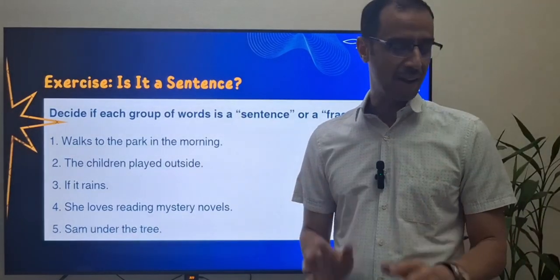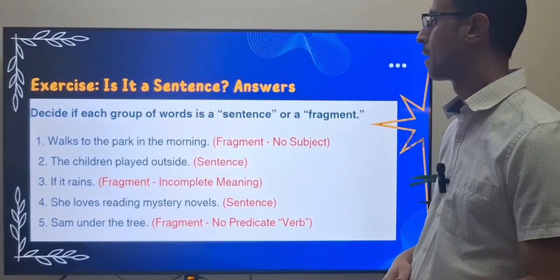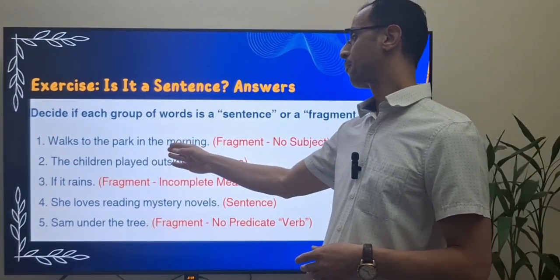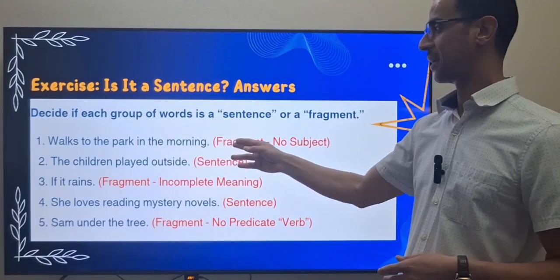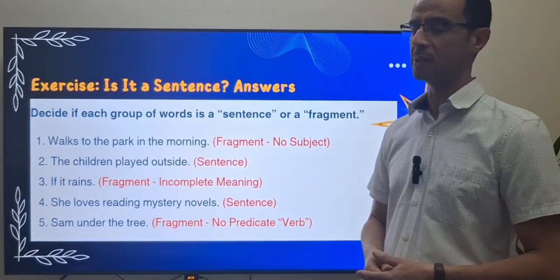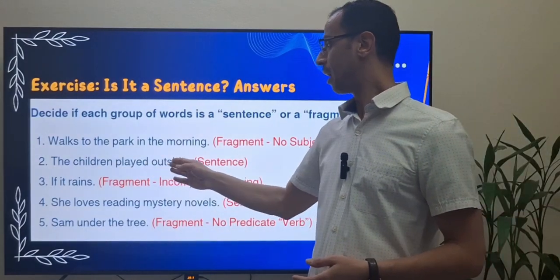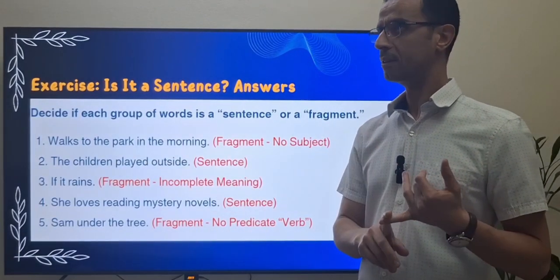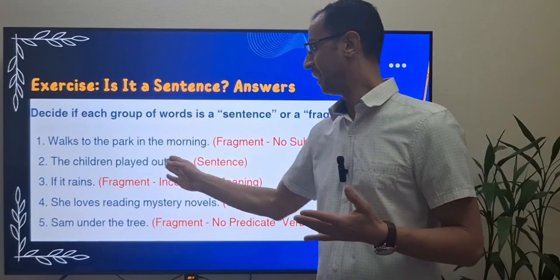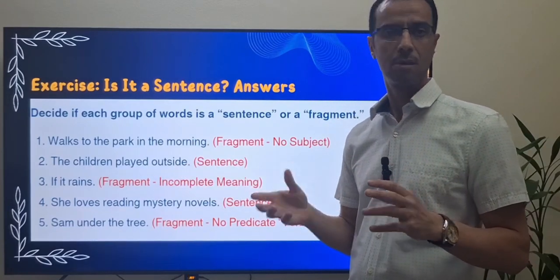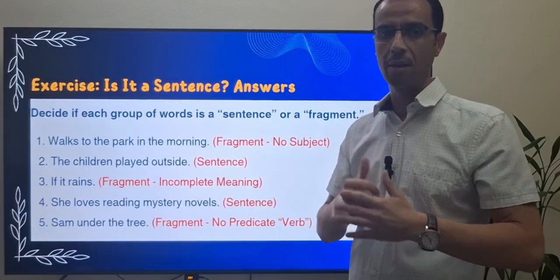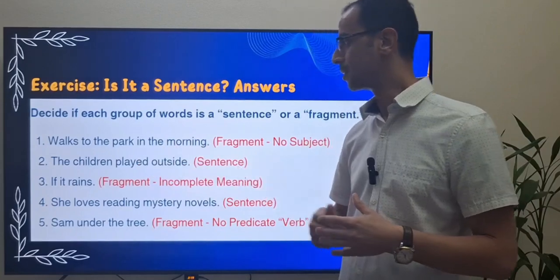Okay, now let's check the answers. For the first one, walks to the park in the morning. Who walks to the park? We don't know. There's no subject. The children played outside. The children, that's the subject. And played outside, that is the predicate. And there's also a complete idea. So, this is a sentence.